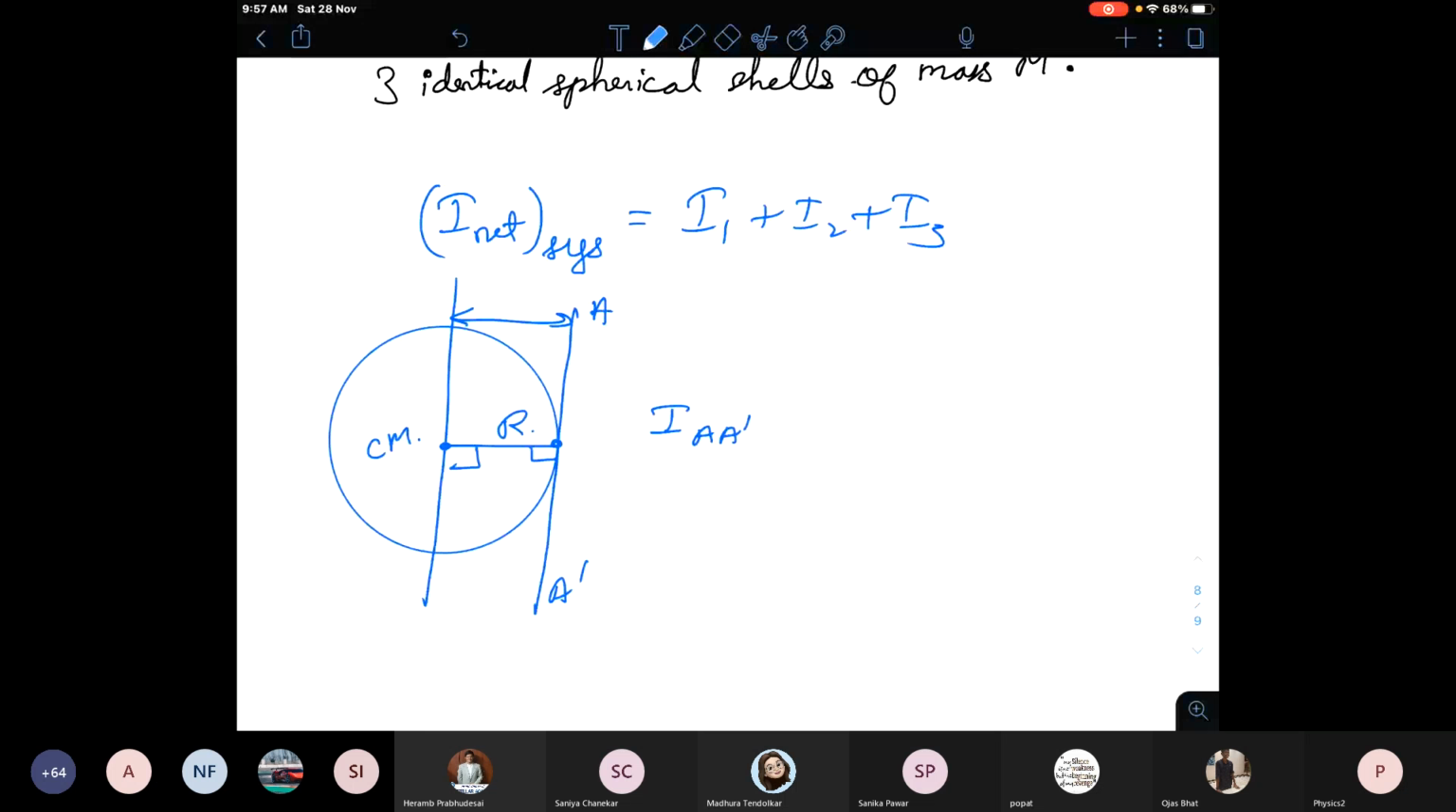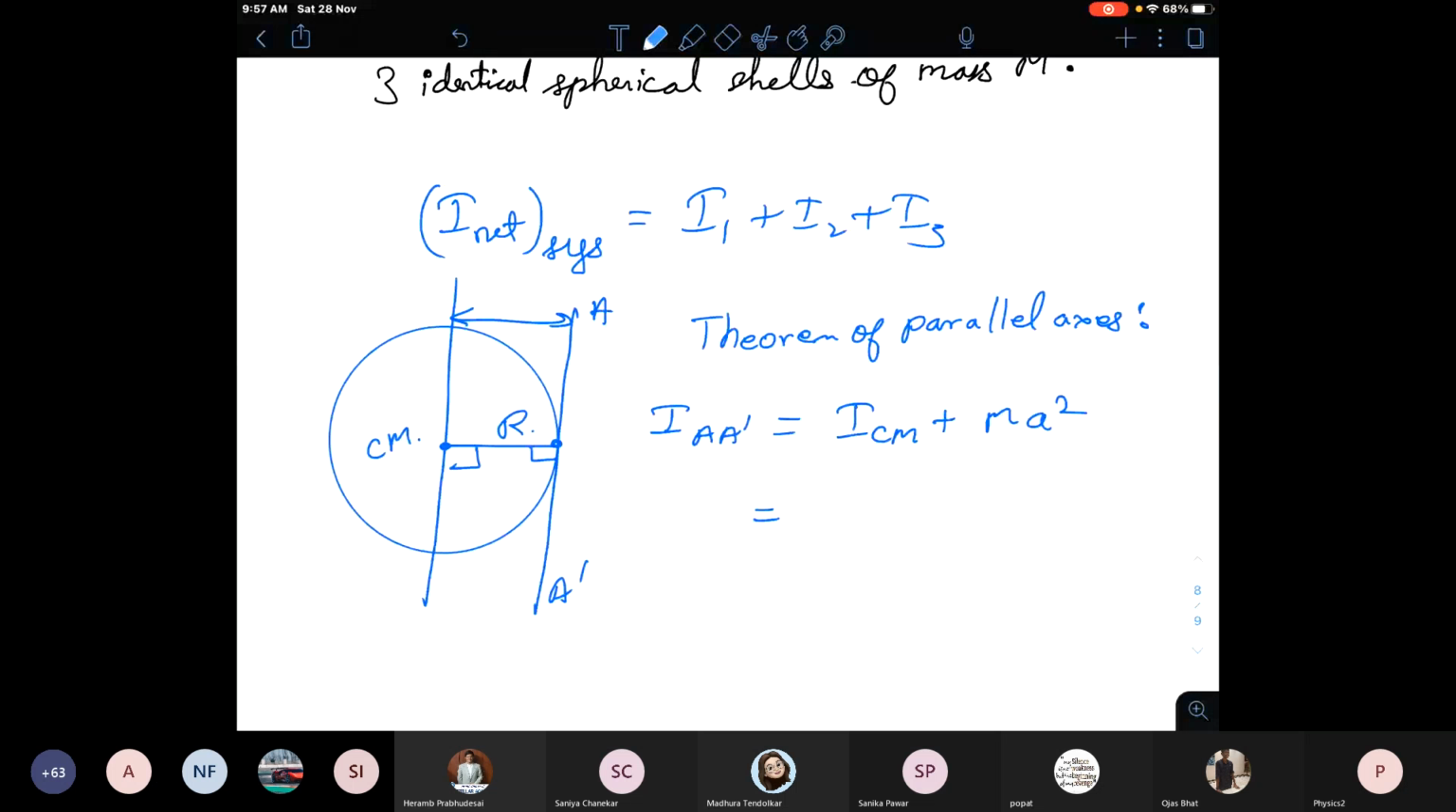Moment of inertia about a dash I am talking about. So moment of inertia using the theorem of parallel axis. If I use the theorem of parallel axis, I can write that moment of inertia about a dash, that is the new axis, is equal to moment of inertia of ICM plus MA square.